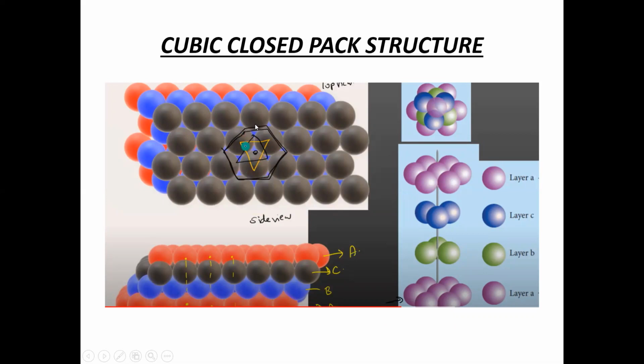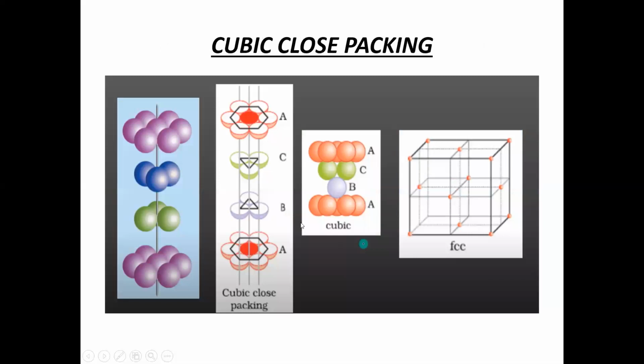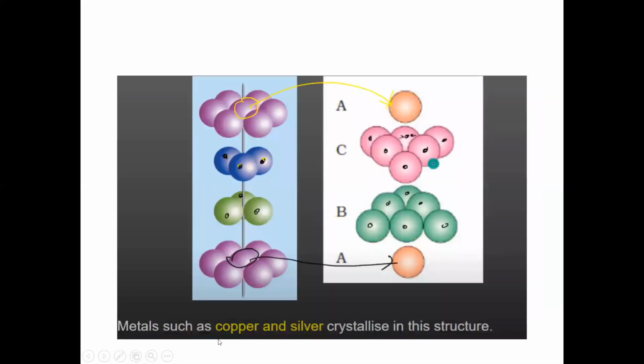We connect the atoms in the first layer and we get the hexagonal shape. We connect the atoms in the second layer and we get the triangle shape like this. We connect the atoms in the third layer and we get this type of triangle. We connect the atoms in the fourth layer and we get the hexagonal structure. We call it the ABCA arrangement. This type of arrangement we see in the cubic close packed structure, in copper and silver.